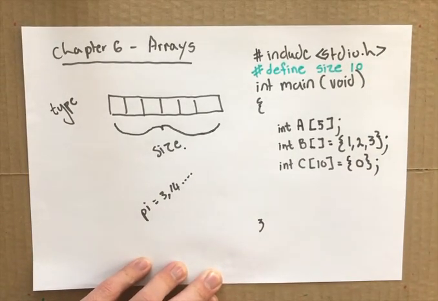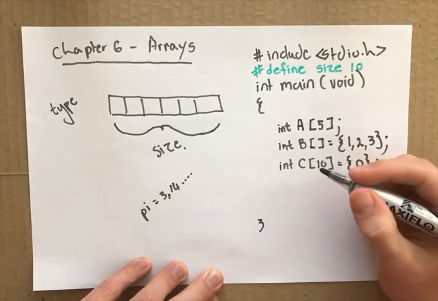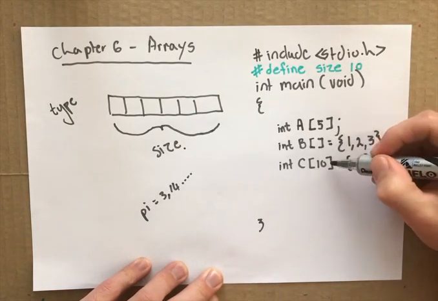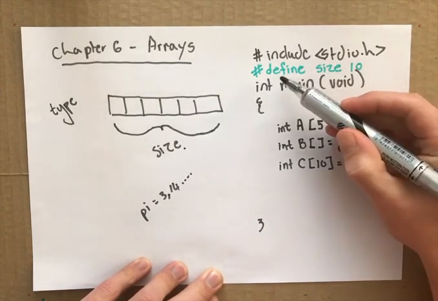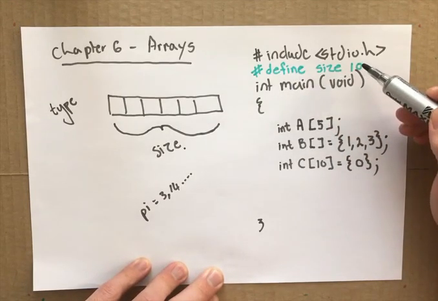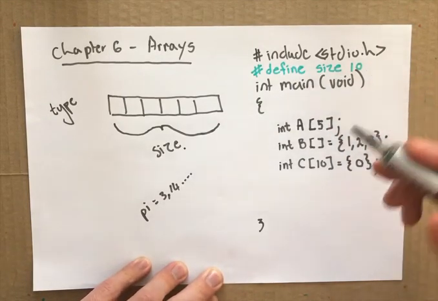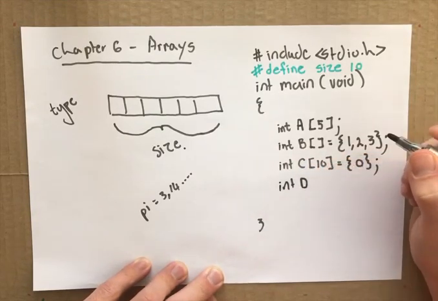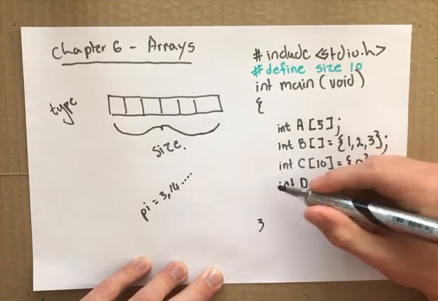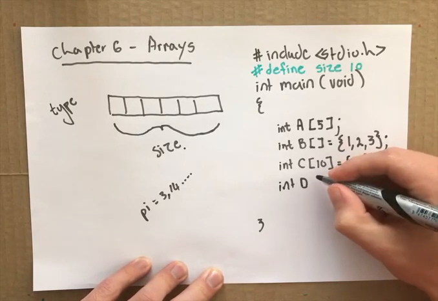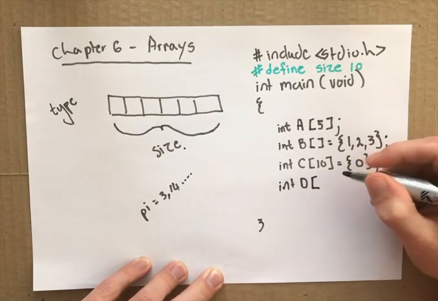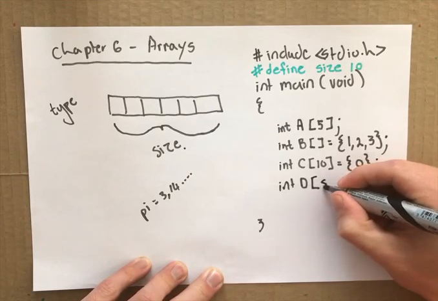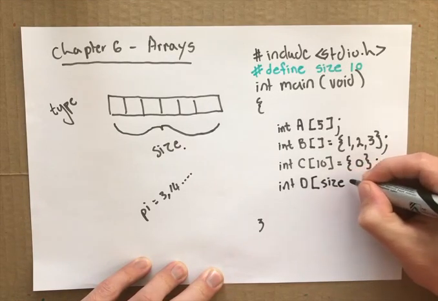Now we can use that size to create our arrays. Now this is not wrong. This is just another way how they use it in practice. So int d is now another array that we have created. In square brackets, we say SIZE.